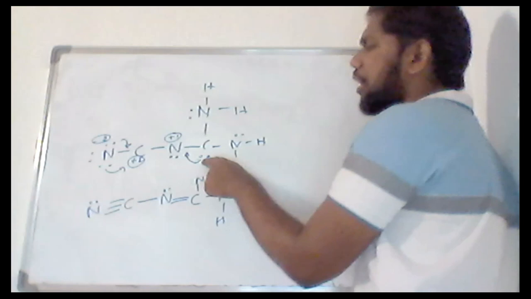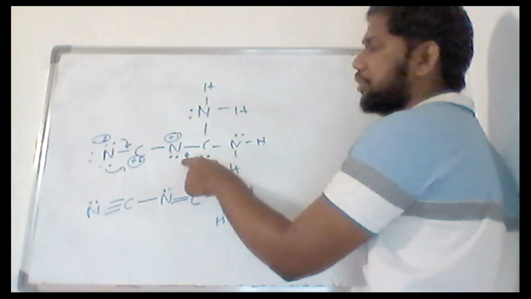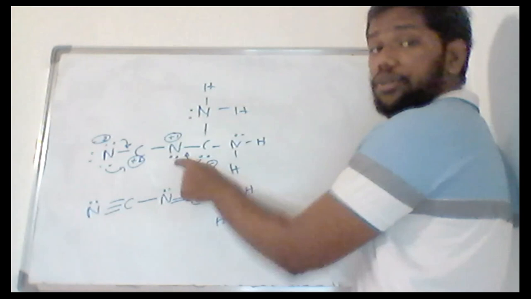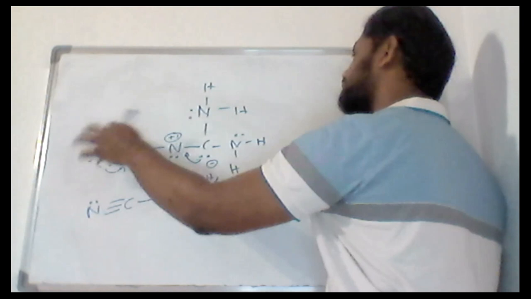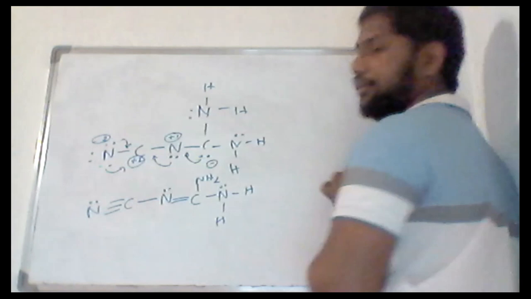Now here, these 2 electrons were given by this carbon to this nitrogen. And remember, this lone electron also can be given to this carbon, and only one lone electron can be given by this nitrogen to this carbon. So at that time also, there will be a double bond here, and a double bond here to complete its octet. But the problem is there is a charge there. Okay, that is one way.